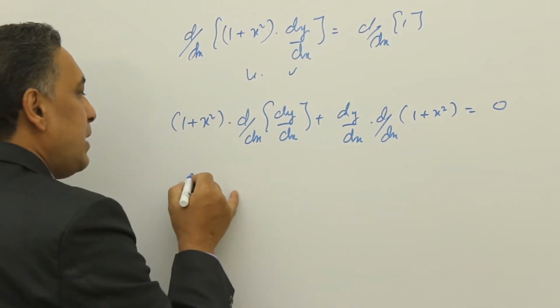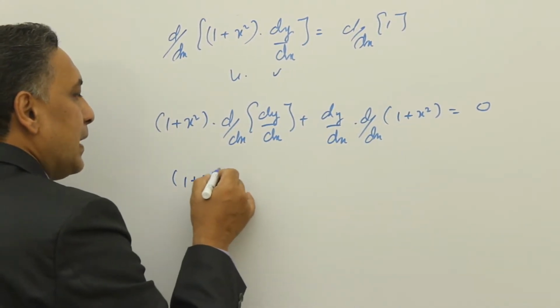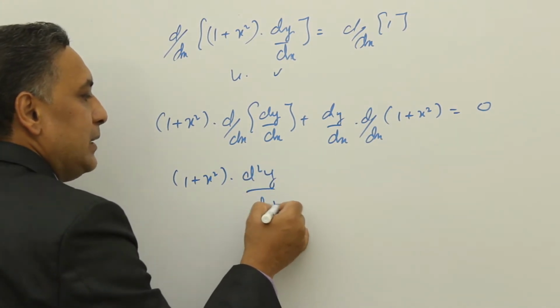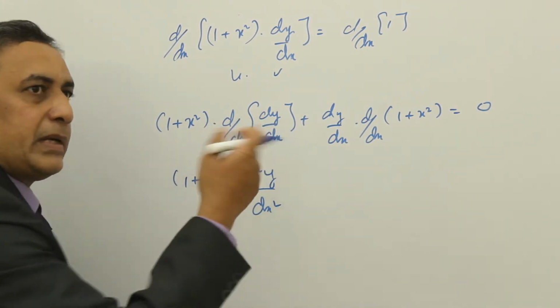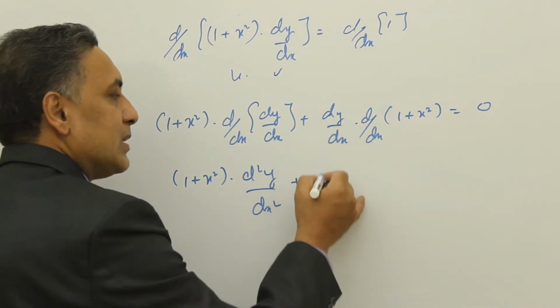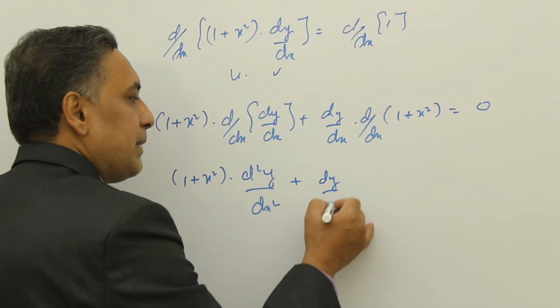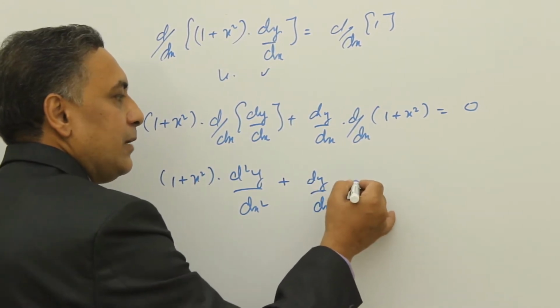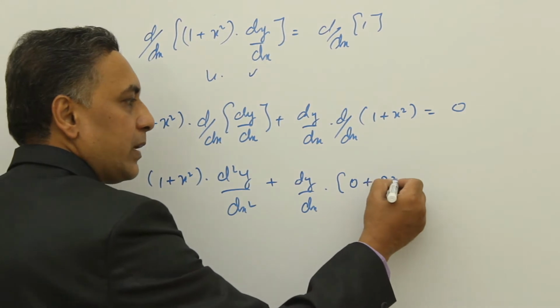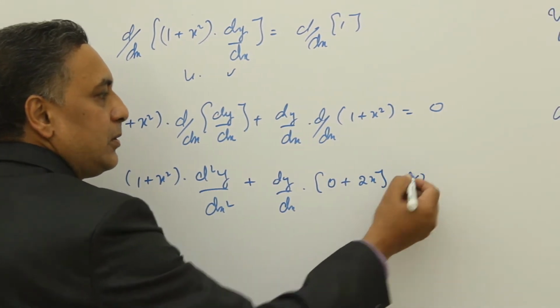So therefore this will become 1 plus x square into d square y divided by dx square, because d by dx of dy by dx is nothing but the second derivative, so that can be written this way, plus dy by dx as it is into differentiation of 1 plus x square, which is 0 plus 2x, equal to 0.